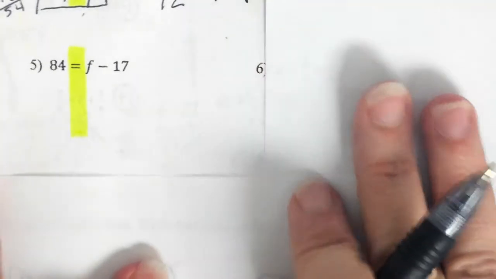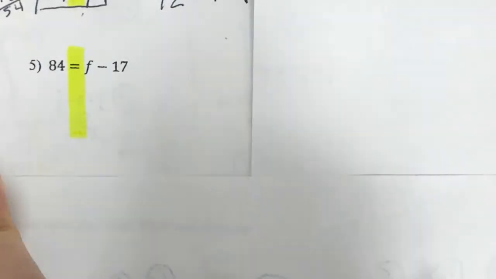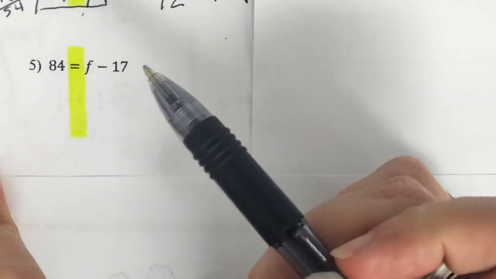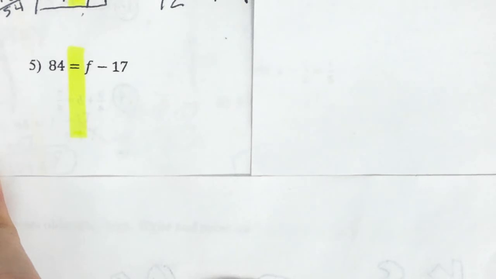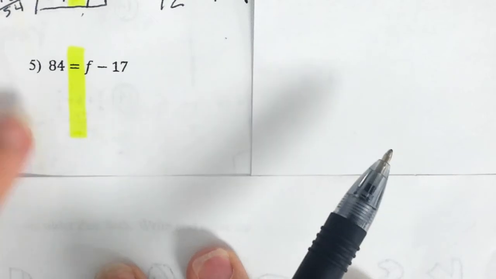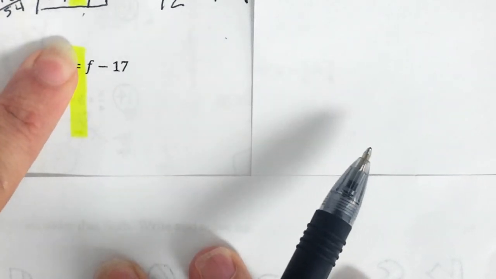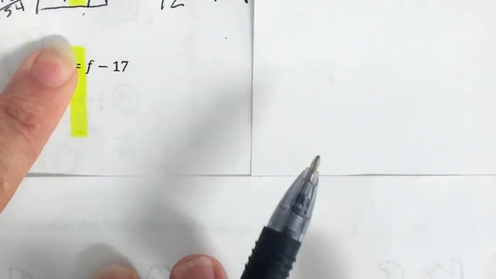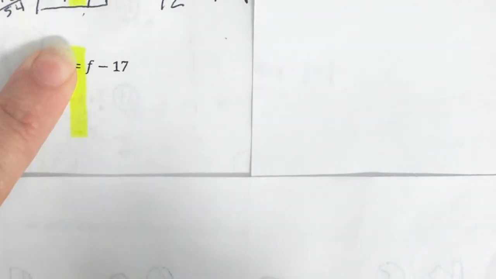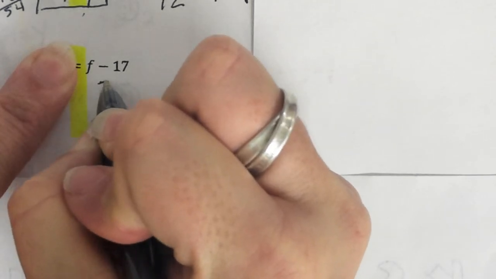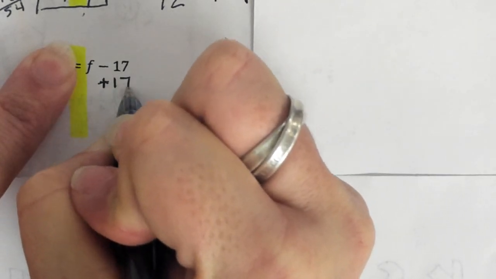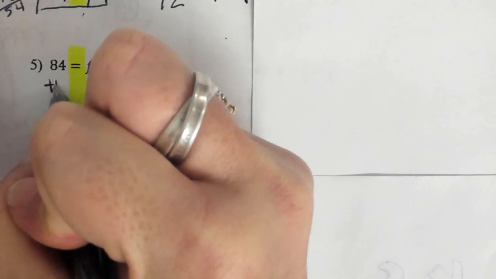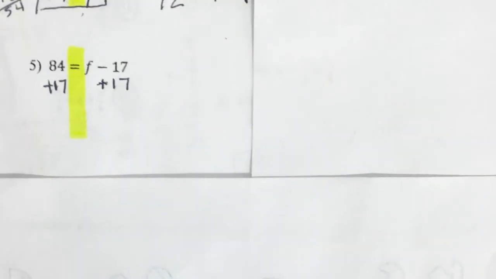Okay, so we see it's an equation because it's got an equal sign. So my first question is, what's the variable? F. What is with F that you want to get rid of? 17. What kind of 17? Negative. Minus 17. What's the opposite of a minus 17? Add. Add 17. But I know that what I do to one side, I got to do to the other. Notice how I went ahead and wrote it on both sides.